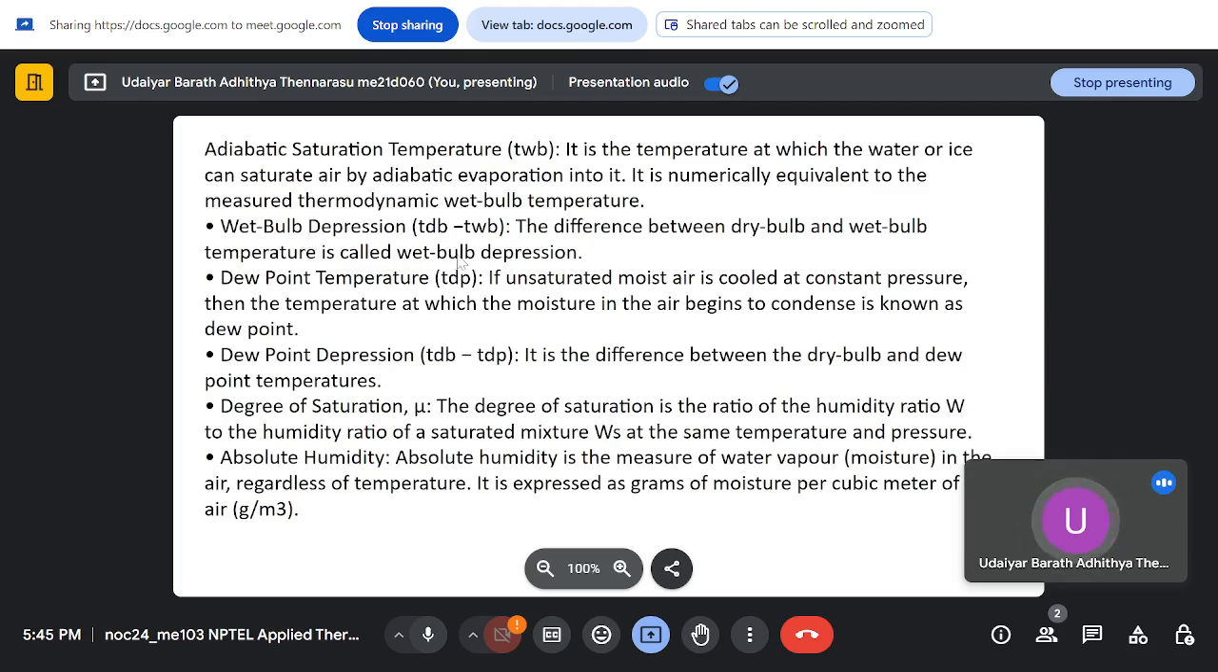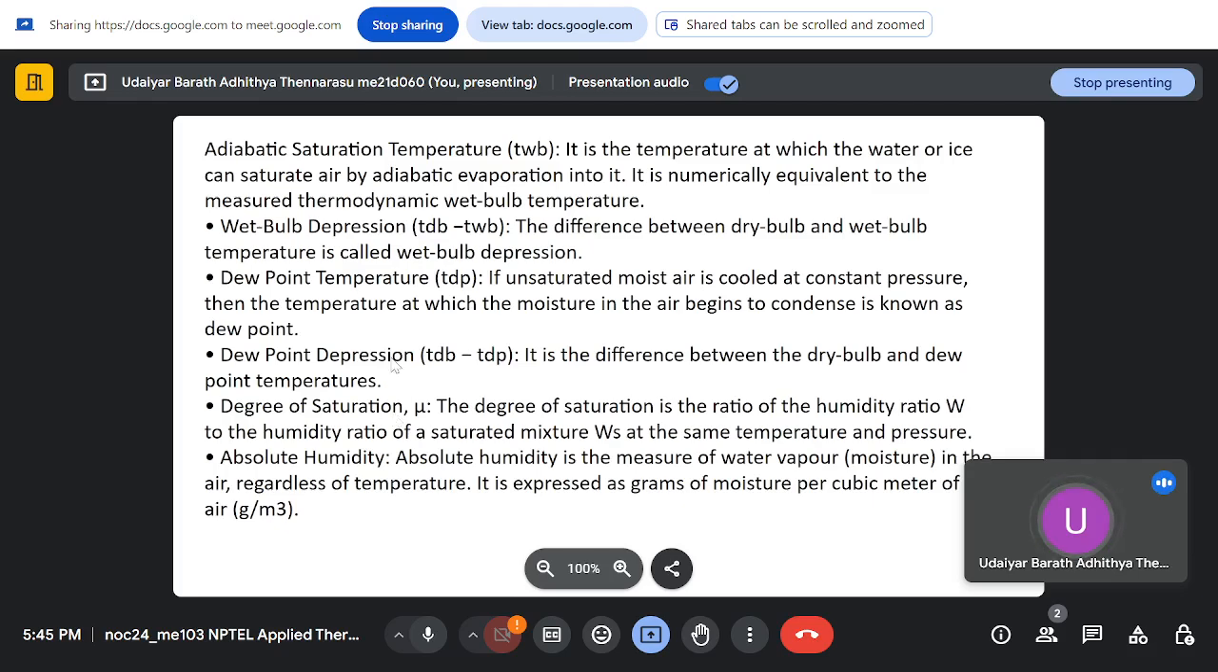Then wet bulb depression is the difference between the dry bulb temperature and wet bulb temperature. Dew point temperature: if unsaturated moist air is cooled at constant pressure, then the temperature at which the moisture in the air begins to condense is known as the dew point temperature. So that is basically the saturation temperature corresponding to the vapor pressure of the air. Dew point depression is the difference between the dry bulb and dew point temperature.